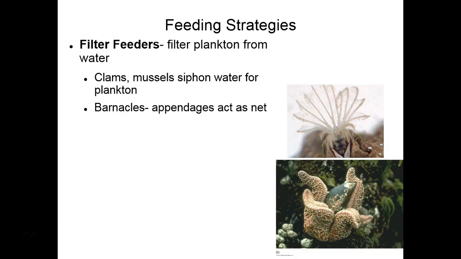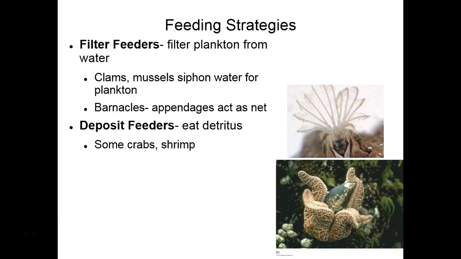Barnacles, like the video showed and like this image is showing, have appendages that act as a net, and the plankton essentially just run into that net and get stuck, and the barnacles can eat them off of their appendages. Then there are deposit feeders. Deposit feeders are those organisms that eat detritus or dead organic matter, dead material. They're essentially breaking it down and eating it. And examples of that include some crabs and also shrimp.